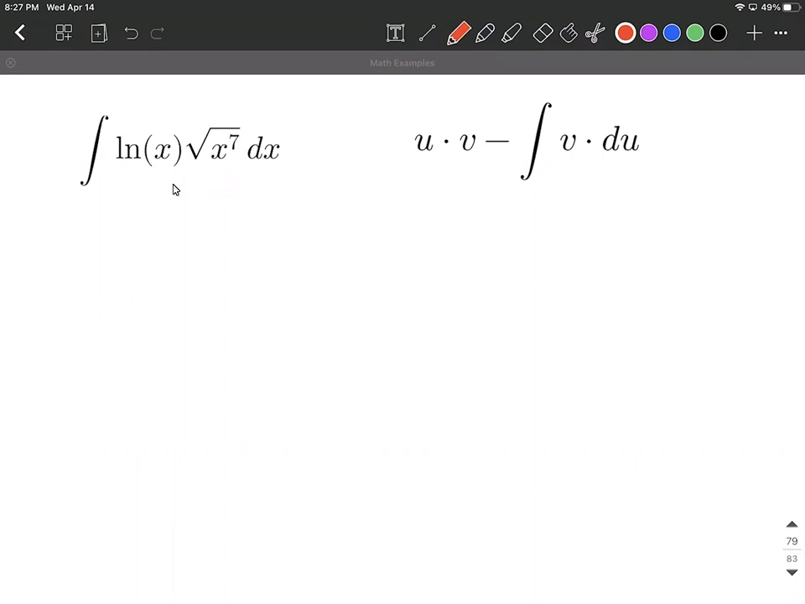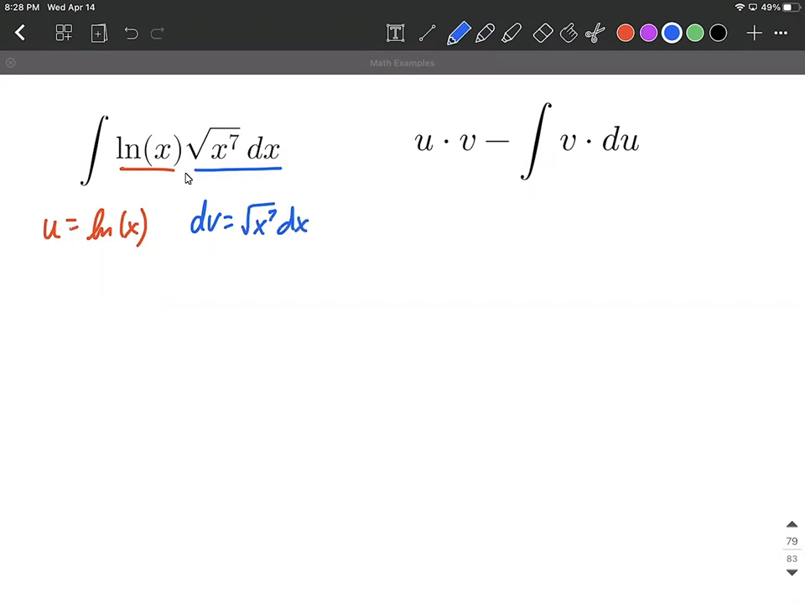All right, so to get going on this, the first thing we're going to do is pick out what is our u and what is our dv going to be. In this, I noticed that we have a natural log. That's a big clue that that is going to be our u. Whenever you have a natural log in a problem, make that your u. Basically always works out that way. Now we're going to have everything else go as our dv. So I can write this as the square root of x to the seventh dx.